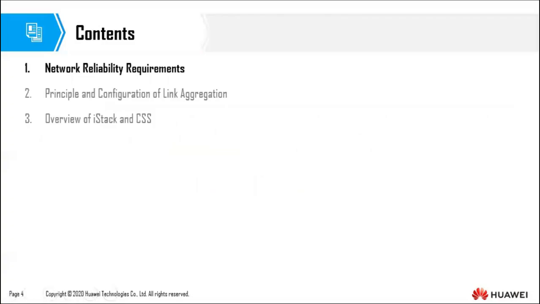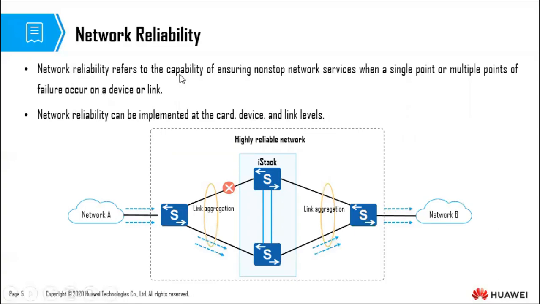So let's begin by looking at network reliability requirements. So what is network reliability? Network reliability refers to the capability of ensuring non-stop network services when a single point or even multiple points of failure occur on a device or a link. So non-stop services. Failure has occurred on our network, but the network is still able to serve people.